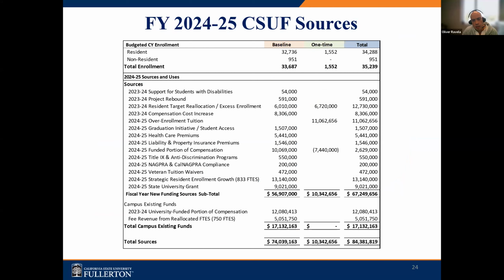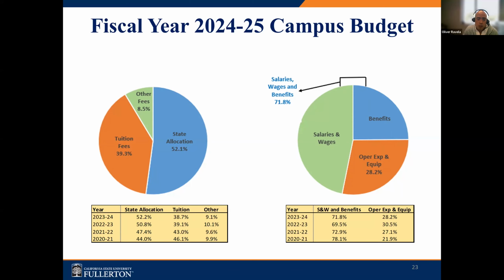So this display is the display of budget sources for the current fiscal year. It's a lot of stuff, but again, going back to this display, just keep in mind that the sources of CSUF's budget come from state allocation and from fees collected from students.